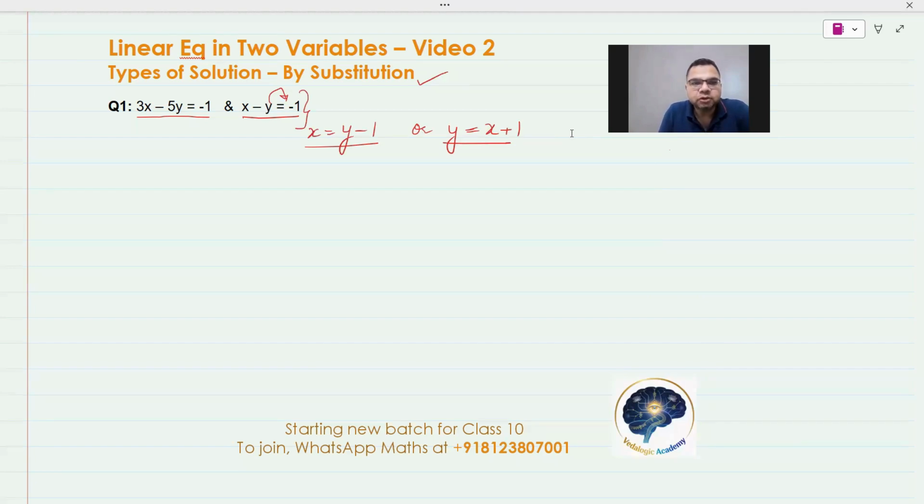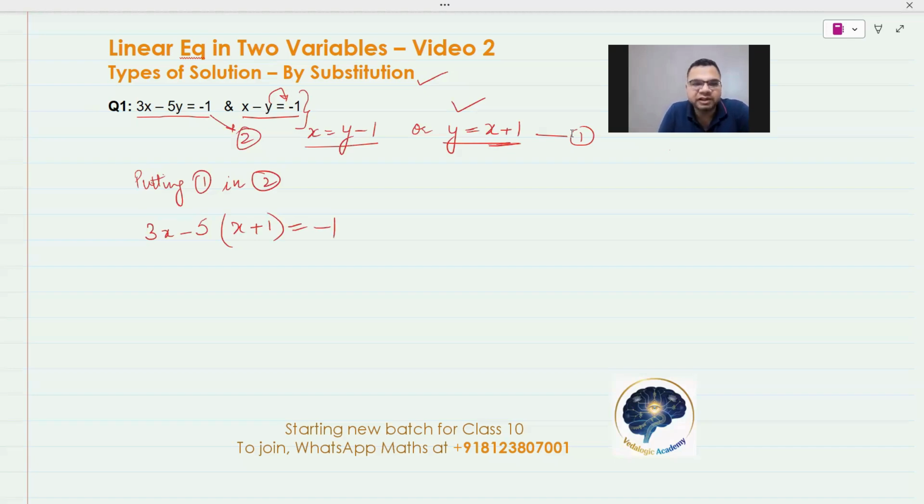Okay, so let's say that I use this one, y equals to x plus 1. Okay, so what I'm going to do is I'm going to say this is equation 1 and this is equation 2. So putting 1 in 2. So what is the first equation? The first equation is y equals to x plus 1 and I'm going to put in second. So it becomes 3x minus 5. And what is y here? So y is x plus 1 from this equation, right? So it becomes 3x minus 5(x plus 1) equals to -1.